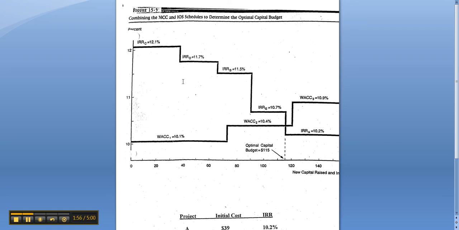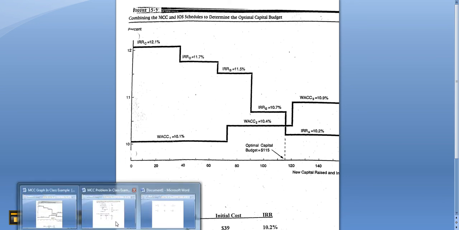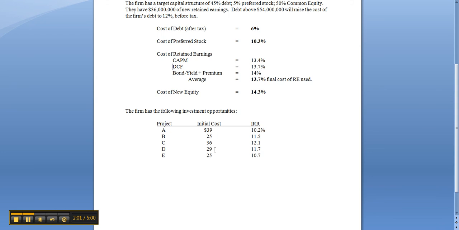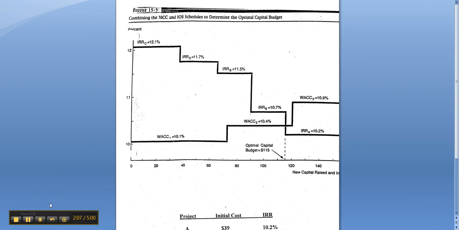Project D, we then add on the cost. Project D costs $29 million, so we add that to the $36 million. So adding on the $29 million to the $36 million, we're at a total of $65 million. At $65 million, we're still in that first WACC range of 0 to $72 million. So we compare this project IRR of 11.7 to the WACC of 10.1. Return is above cost, so we do project D. And then so on and so forth.